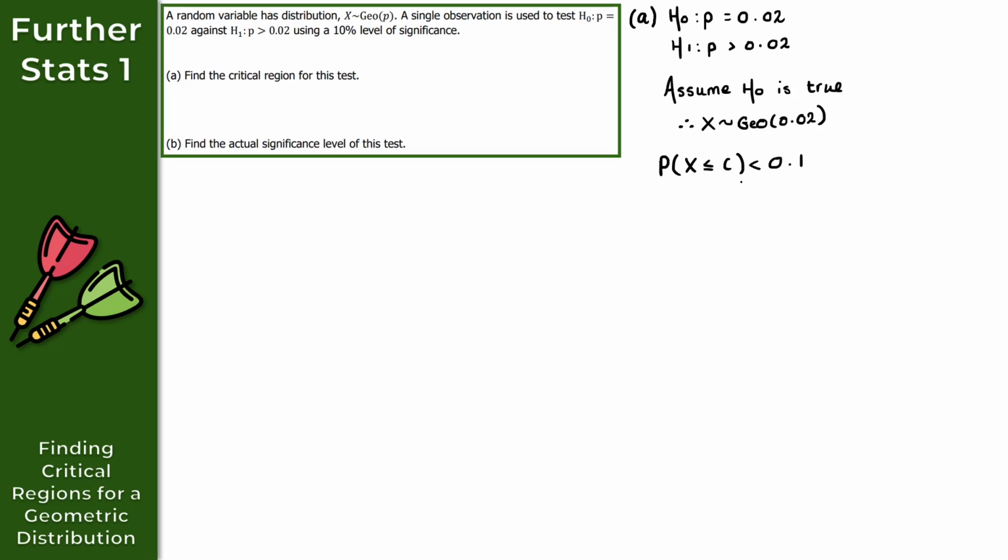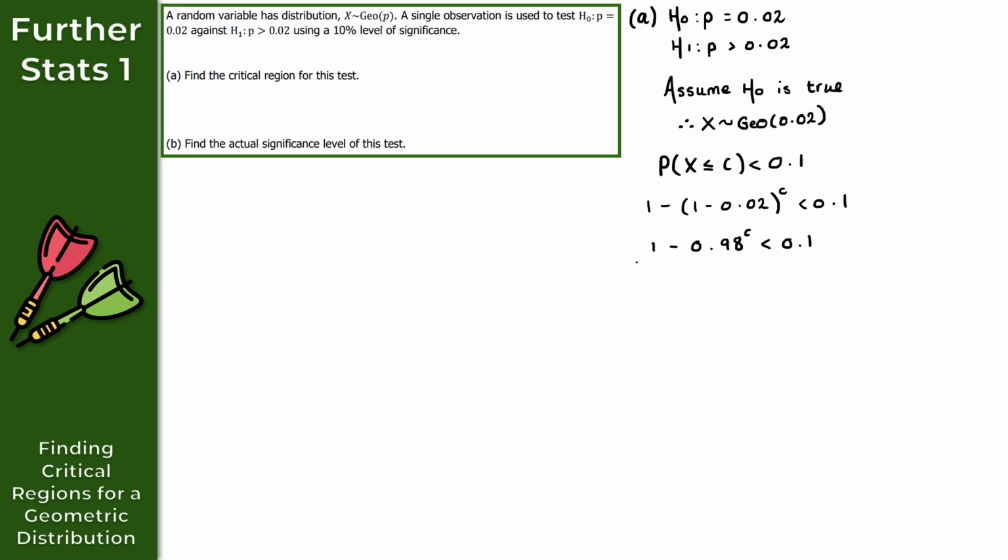So if we evaluate this probability, what do we get? Well, we get 1 minus p, which is 0.02, to the power of c. And this must be strictly less than 0.1. Let's simplify the left-hand side of this inequality. 1 minus 0.02, nice and easy, we get 0.98, to the power of c. And this is strictly less than 0.1.